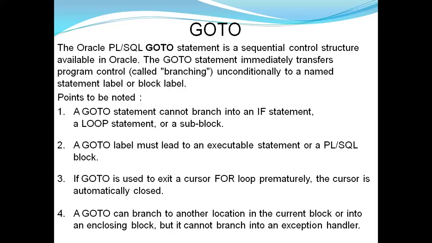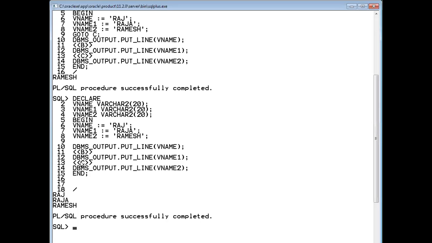Next is a go-to label must lead an executable statement in PL/SQL. What's the meaning of this? A go-to statement must lead something. Now just pay attention here. After C, I have one statement. After C, I cannot have the end. If I am having the end, there is no statement, it will be an error. So simple.